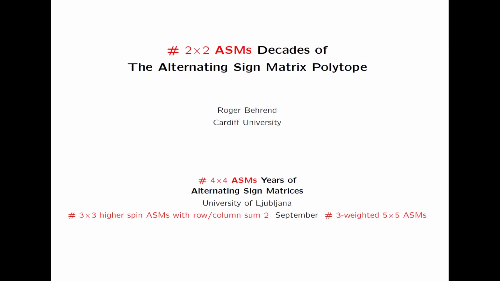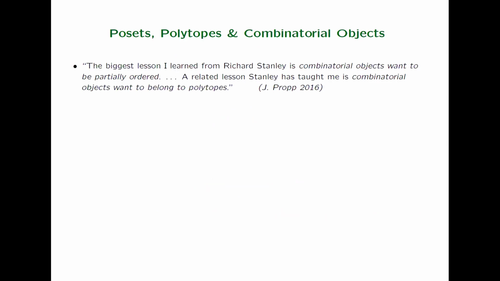Before we proceed any further, let's just consider a little bit of philosophy. In fact, speaking of the number 2, this is going to be kind of a second order quote. I'm now going to quote somebody who's quoting somebody else. So I'm going to quote Jim Propp, who's quoting some principles which were told to him by Richard Stanley. So Jim said that the biggest lesson he learned from Richard was that combinatorial objects want to be partially ordered. And a related lesson that Stanley taught him is that combinatorial objects want to belong to polytopes.